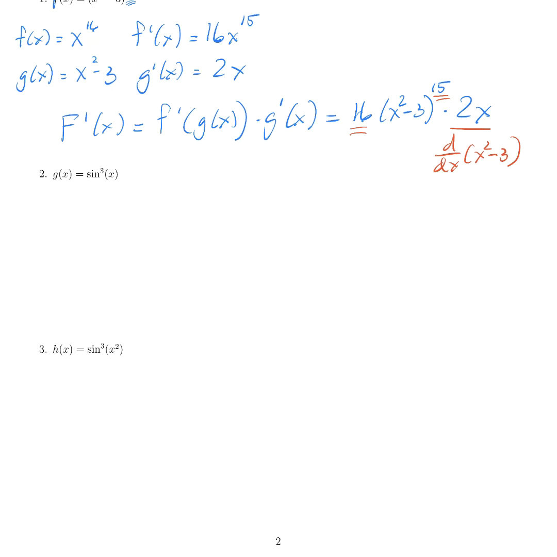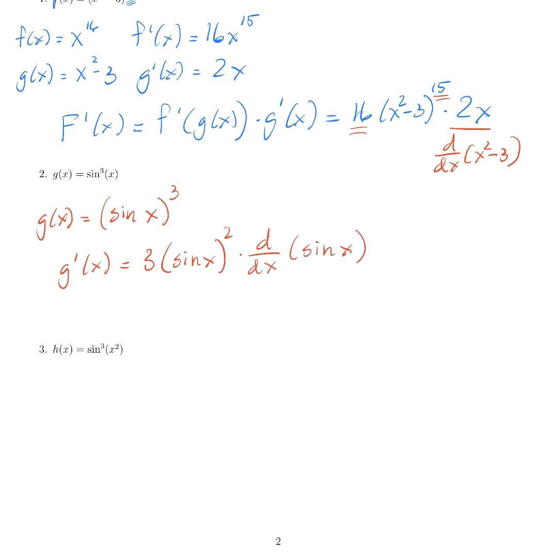Okay. I'm going to rewrite g of x ever so slightly. Sine cubed x is the same thing as (sine of x) cubed. So now when we take the derivative, the same thing happens as above. We take the derivative of the outer function. The 3 comes down. We don't change the inner function. We go to 1 less power. And then our job is still to multiply by the derivative of sine of x.